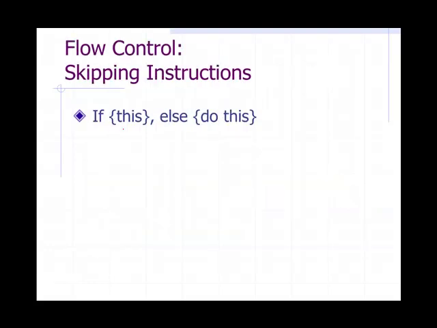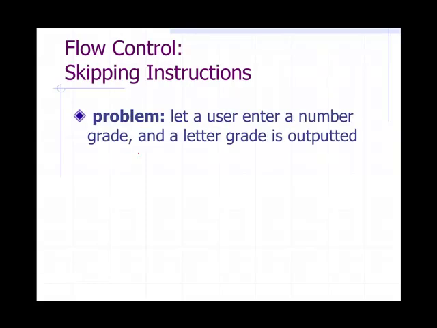Now, how do you skip instructions? You use the if, else instruction. So if this, else do this. So if this is true, do that. If that's not true, do this. Let's see how that works. Sounds like a tongue twister, but let's see how that works. Problem: let a user enter a number grade, and a letter grade is outputted. So that's the problem we're going to solve.